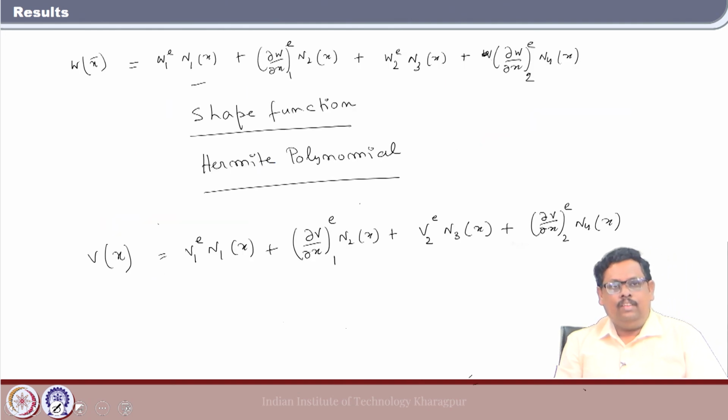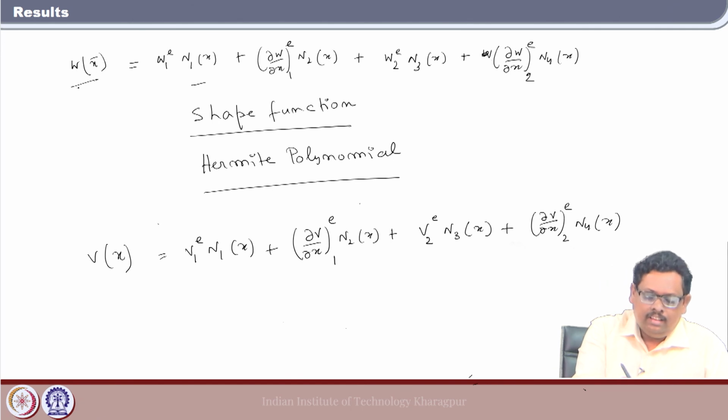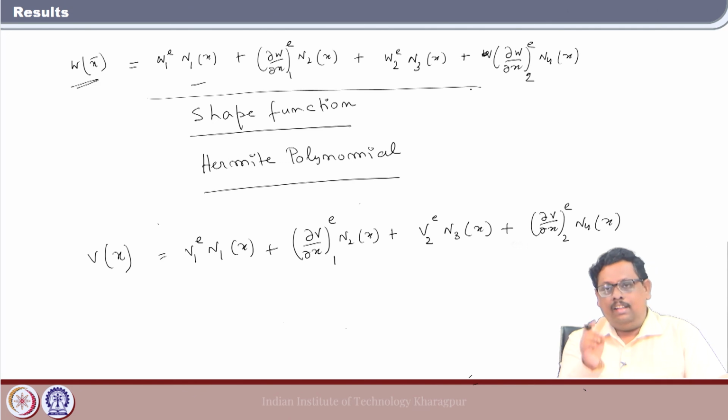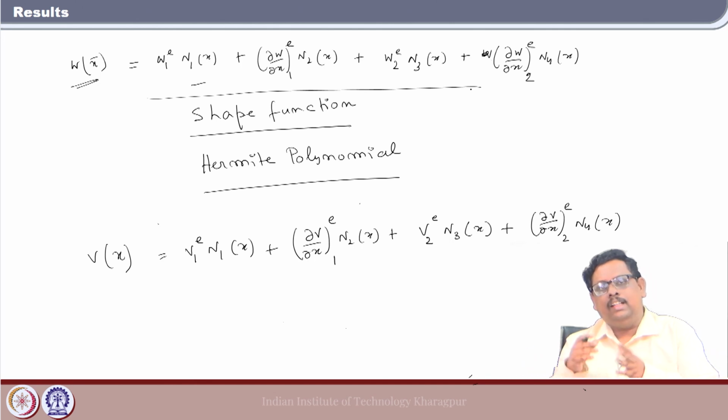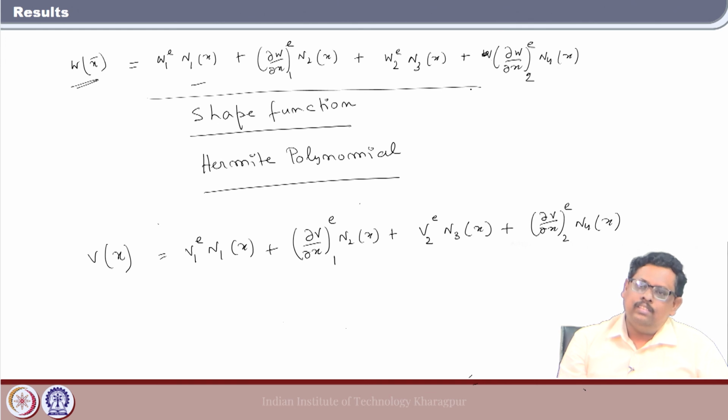What we have done here is write the approximate solution in terms of the shape function and the nodal variables, which are W 1, del W del x, W 2 and del W del x at node 2. Now, in the next class we will figure out how this helps me solve the structural problem. From here, how I can write the element matrix, then the global matrix, and how I can solve. All these things we are going to discuss in the next class. Okay? Thank you.